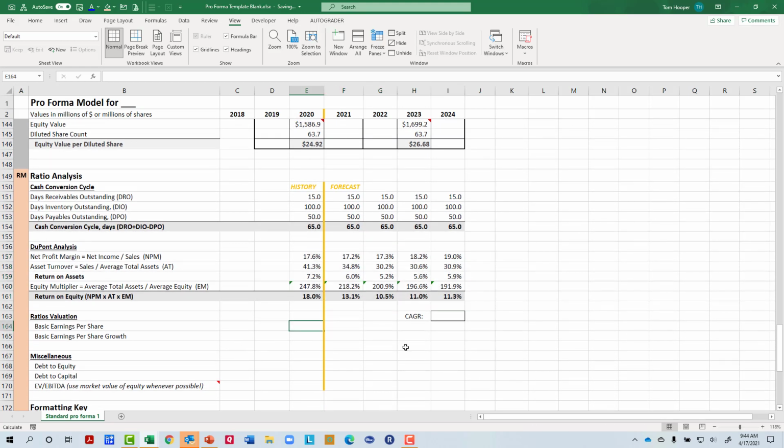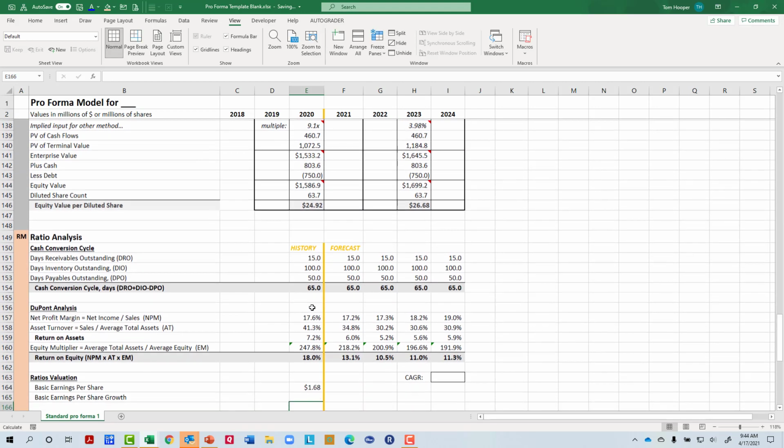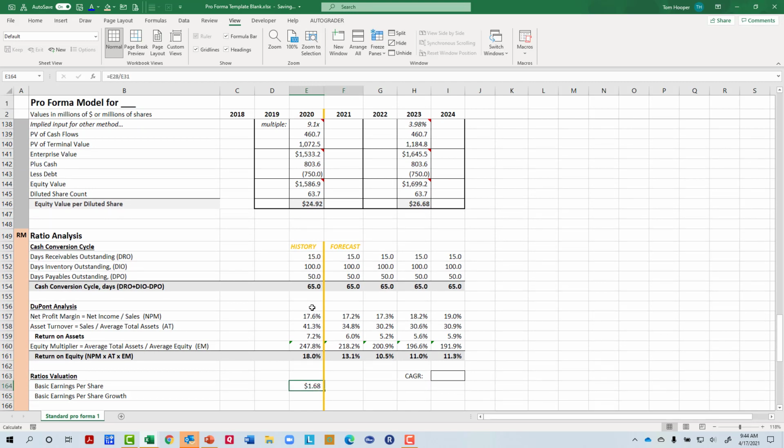Let's do a couple more. So let's calculate earnings per share. That would be our net income divided by, I think we use basic shares for that, $1.68 a share, and then copy that forward. And basic earnings per share growth. So I'm going to copy it back one time so I can get a growth rate.